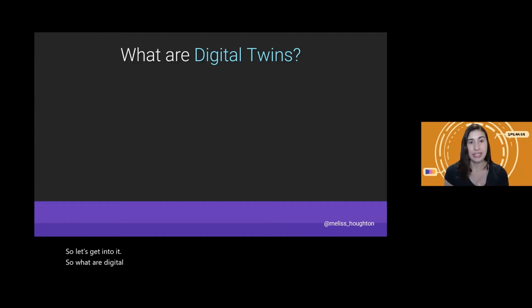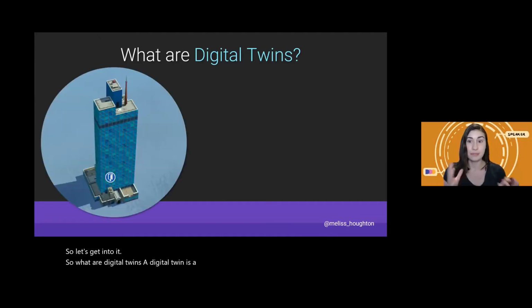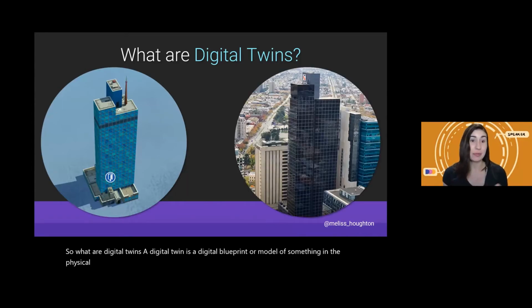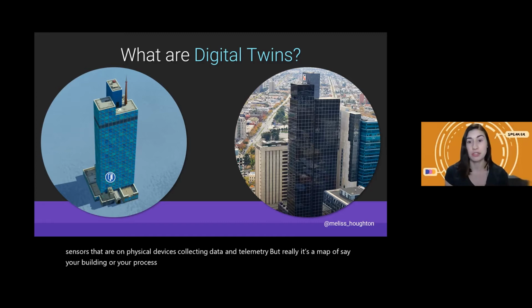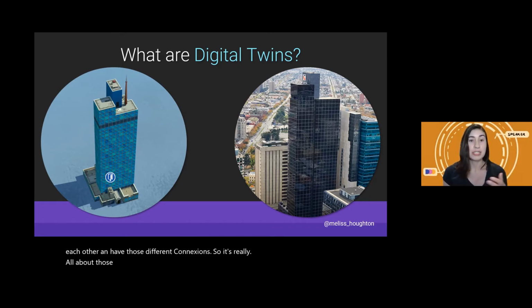A digital twin is a digital blueprint or model of something in the physical world. And it's enabled by IoT, which we know as the Internet of Things, which are sensors on physical devices collecting data and telemetry. But really, it's a map of, say, your building or your process with all the IoT-enabled features and how they really relate to each other and have those different connections. So it's really all about those relationships, and it bridges the gap between the digital and physical worlds.